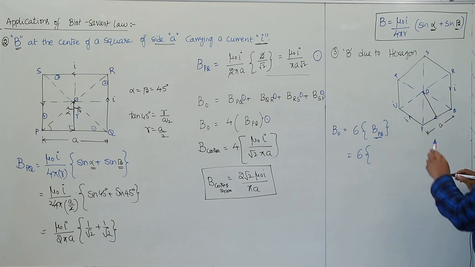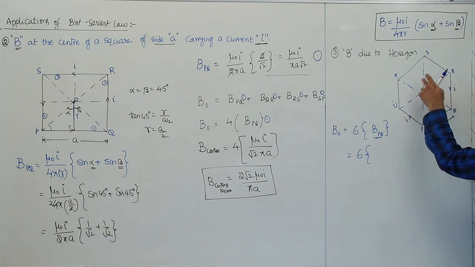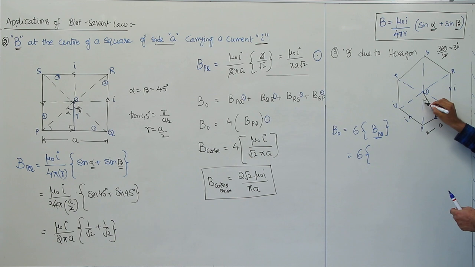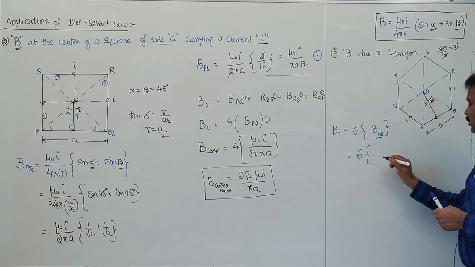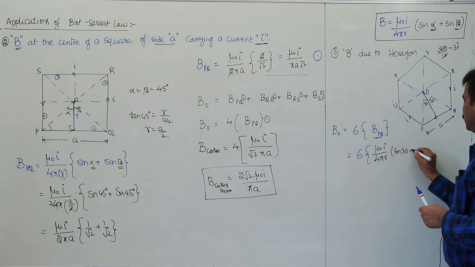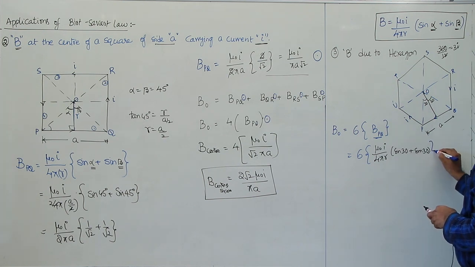to this side, and here totally this is divided into 6 parts, and once again each is divided into 2 more parts. So totally 360 degrees will be divided into 12 parts. So 360 degrees by 12, each angle will be 30 degrees. So alpha is equal to 30, beta also equal to 30. So this is mu naught I by 4 pi r into sin 30 plus sin 30. So this is the expression.